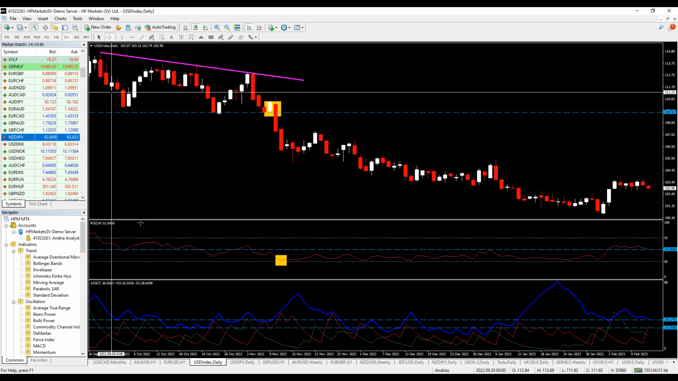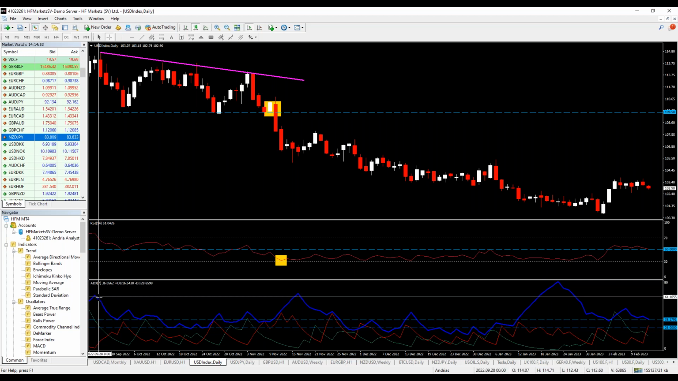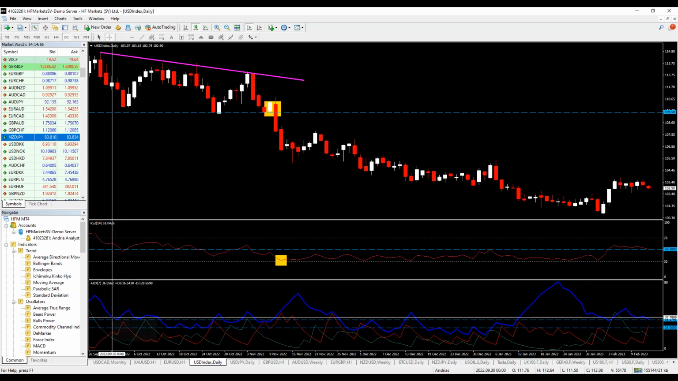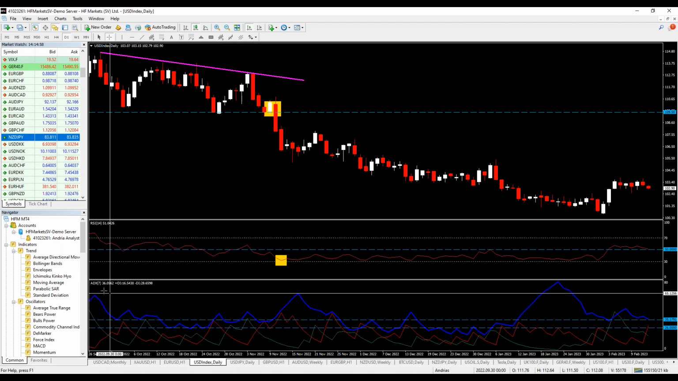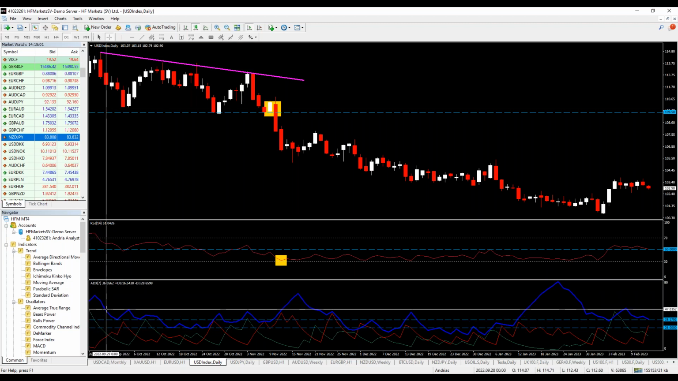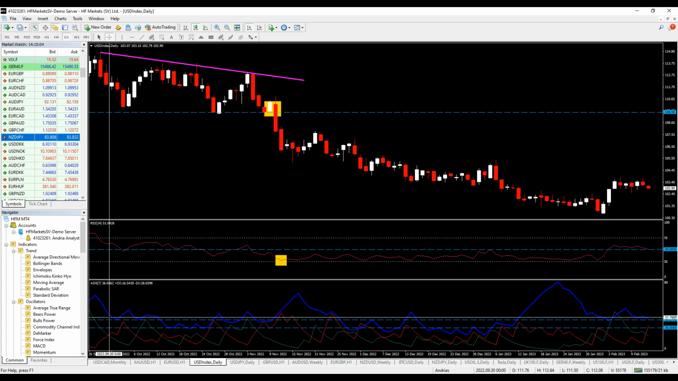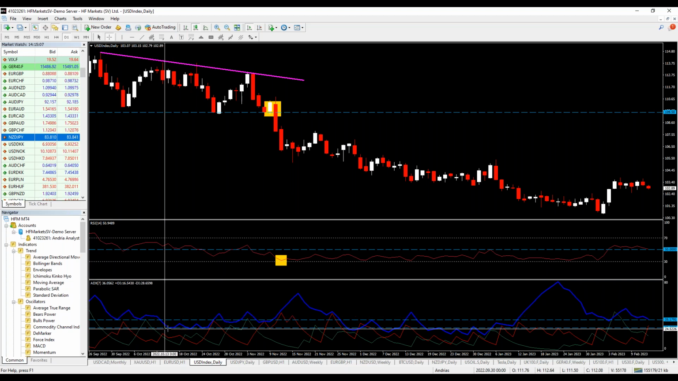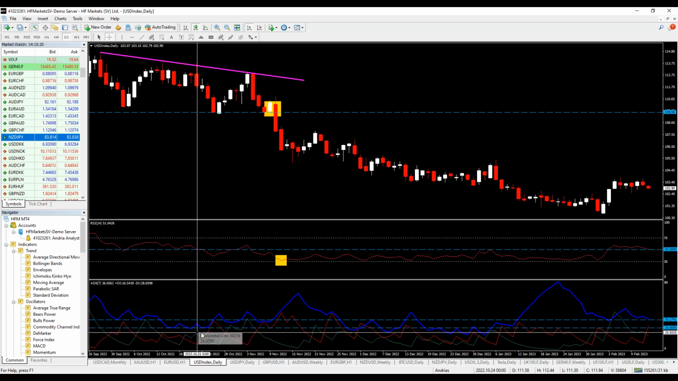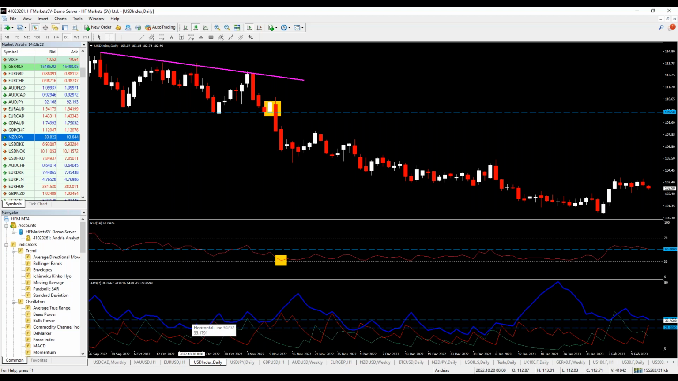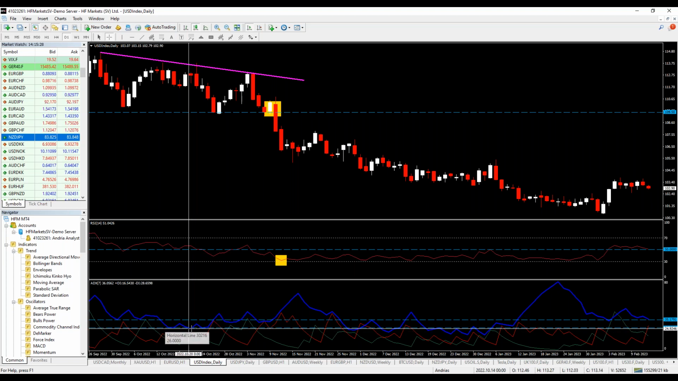ADX, okay, it started falling over here, but it was still held above 35 and 25. So still suggesting that we have a strong trend. At this point over here, it flirted with the 25, but it didn't manage to move below it. So that means that we still have a strong trend, right? We don't have a weak trend basically, so we cannot say that we have a reversal or something. So it held above 25.